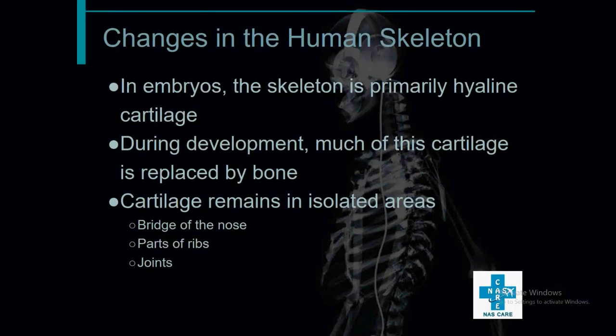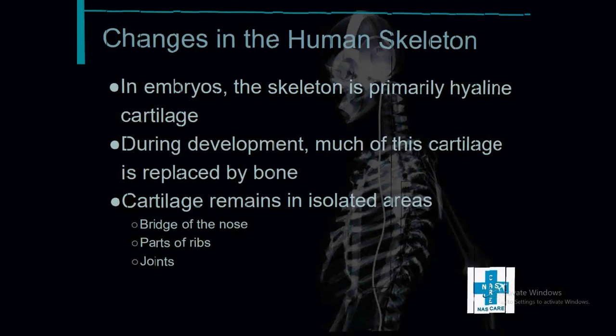Changes in the human skeleton. In embryos, the skeleton is primarily hyaline cartilage. It means first of all it is hyaline cartilage, and after that it grows. During development, much of this cartilage is replaced by bone, and cartilage also remains in isolated areas: the bridge of our nose, parts of ribs, and joints.